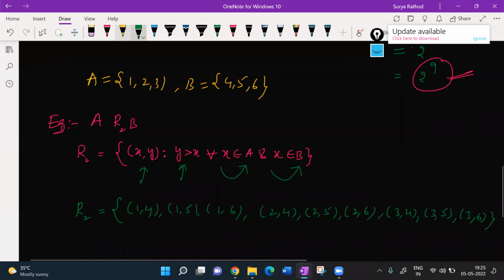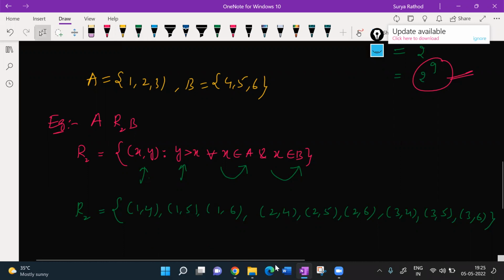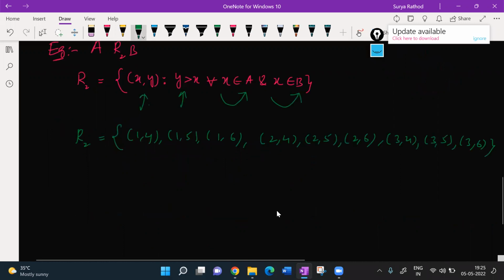Hope you are getting my point. Here, look at this. X is 1 beta, y is 4 beta. X is lesser than y, or you say y is greater than x. Both एक ही meaning है ना दोनों. Both are giving you same meaning here. Correct? So whenever you get this type of conditions, this type of relations are called as universal relation.